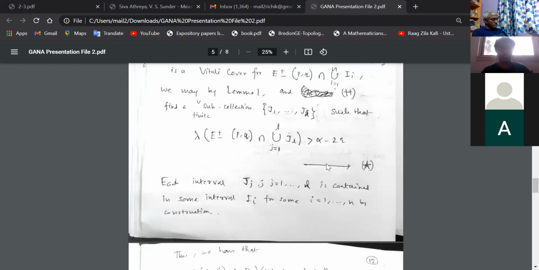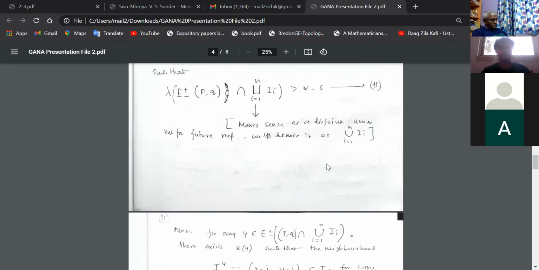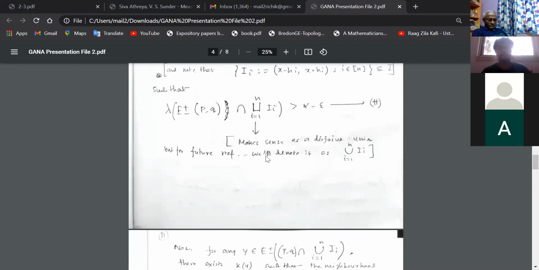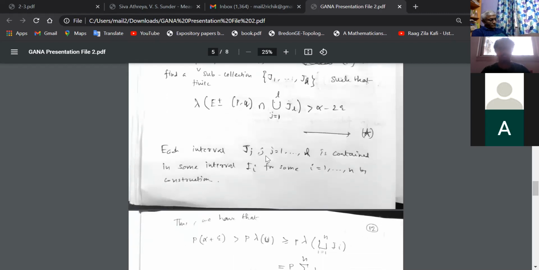And similarly, by Lemma 1, which we proved in the first PDF, there exists a double dagger. We can find a subcollection J1 to JL, a finite subcollection, such that lambda of E plus minus PQ intersection J running from 1 to L, JL is greater than alpha minus 2 epsilon by a similar argument. Let us call this star.